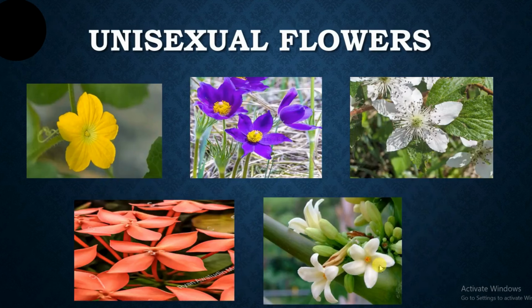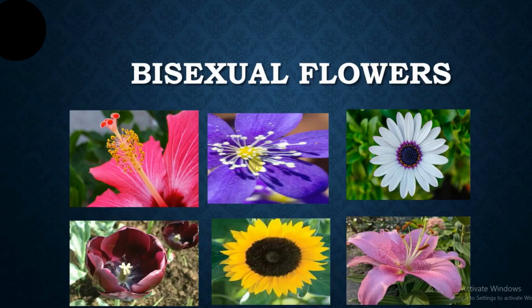These are some of the flowers which have only the male or the female reproductive organ, which is why they are named unisexual flowers. Uni means one. And here we have the bisexual flowers where both the female and male parts are present together. This is hibiscus, you can see the anthers and this is the female part. The same way, this is lily and sunflower. These are all bisexual flowers.